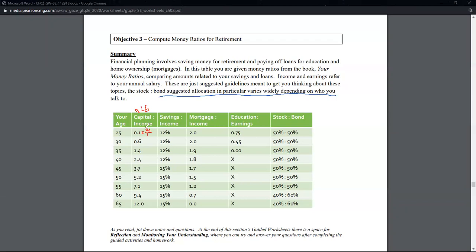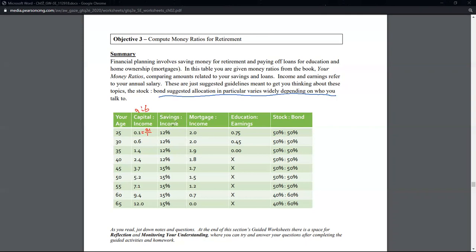So if you make $100,000 when you're 25, first of all, kudos on that. Second of all, that means you should, by the end of that year, have $10,000 put away. If you're 30 and making $100,000, that means that you should have 0.6 of that set aside. So that means you should now have 60 grand in your retirement planning. If you're making $100,000 at 35, you're supposed to have $1.4 for every dollar of that, which means you should now have 140,000 put aside. And I'm going to stop giving away too many answers.